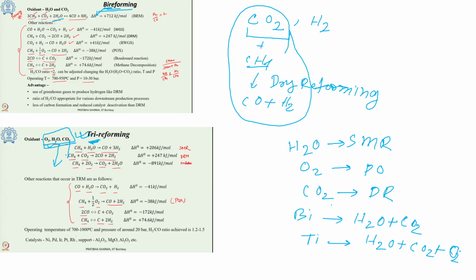This is very, very important. In your MCQ questions, one may ask: when carbon dioxide is used, this is called what: dry reforming, steam methane reforming, partial oxidation, or bi-reforming? Your answer will be dry reforming.